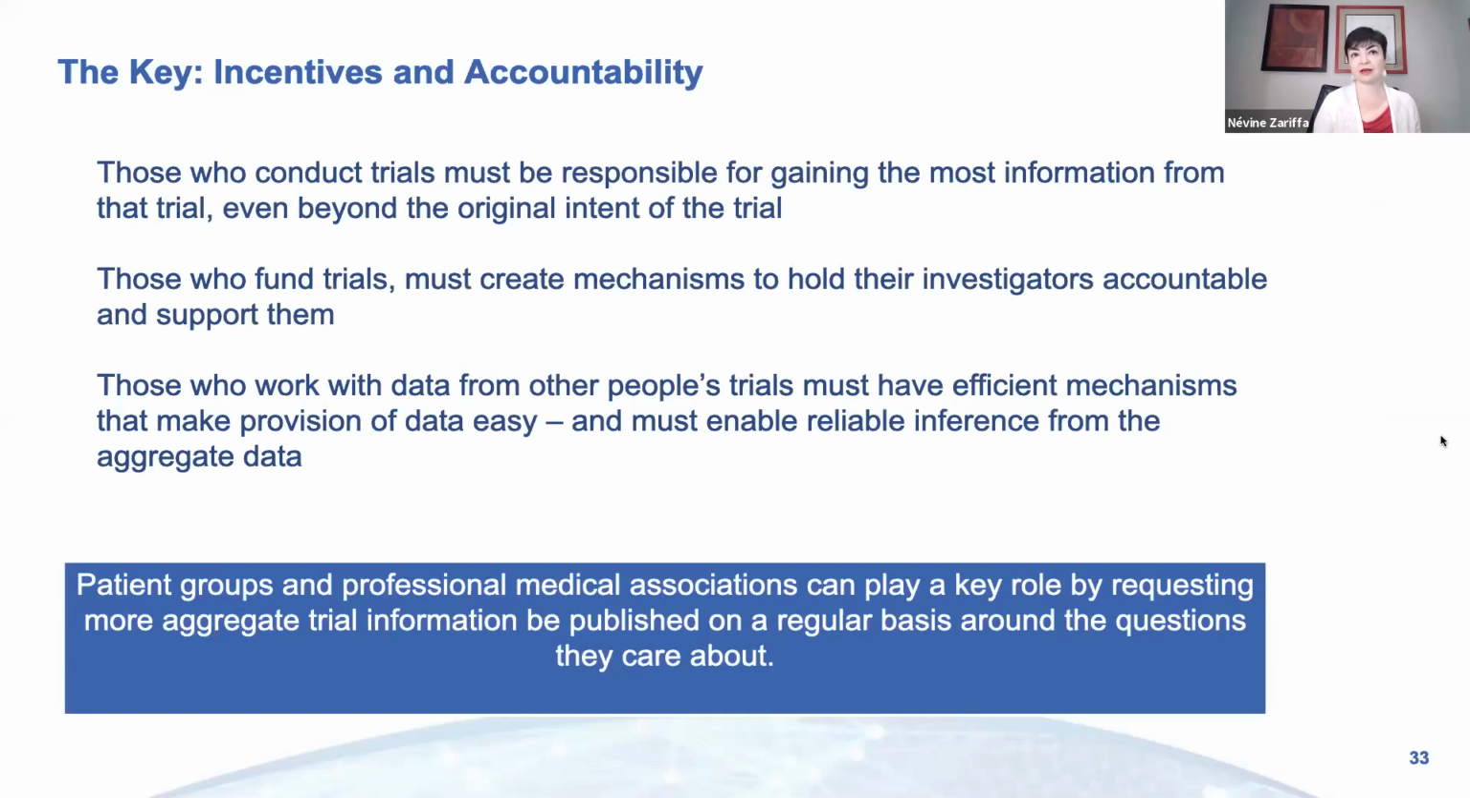So I summarize it this way, really three key things to do. If you're conducting or designing a trial, your job is not done until you have shared the data from that trial. That is what allows us to get even more investment and value out of your investment, pardon me. Those who fund the trials, you have to hold your investigators accountable. Lots of clever people can figure out how to do that in a good way. And those like me, who want to set up systems or who work with data from other people's trials, we've got to make it easy, efficient, and we have to work to ensure that the results are reliable. What can patient and professional medical associations do? Ask your questions. The questions you care about will undoubtedly make it a requirement to have this aggregate data information available. Keep asking, hold the researchers accountable, and they will have to deliver. Next slide.